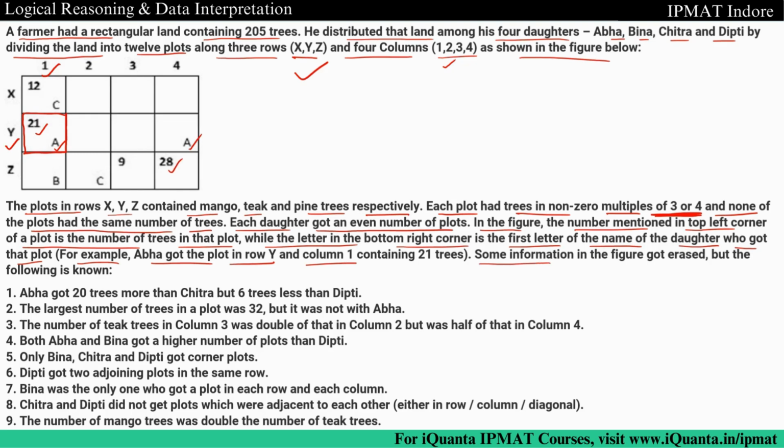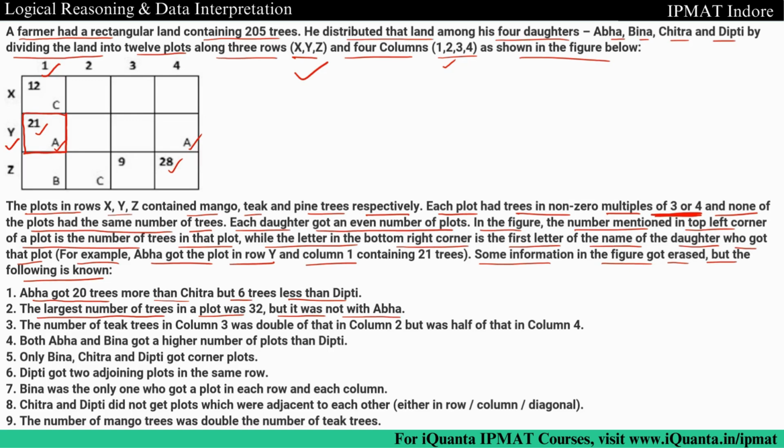Some information in the figure got erased, but the following is known. So some of the plots are empty. There's no information in them, but we have been given some clues. Let us read those. Abha got 20 trees more than Chitra, but 6 trees less than Dipti. So in this clue, we have been told how many trees each daughter is getting. Then the second one: the largest number of trees in a plot was 32, but it was not with Abha. So this is the detail regarding the number of trees each daughter is having, and we have also been told that a plot had a maximum of 32 trees.